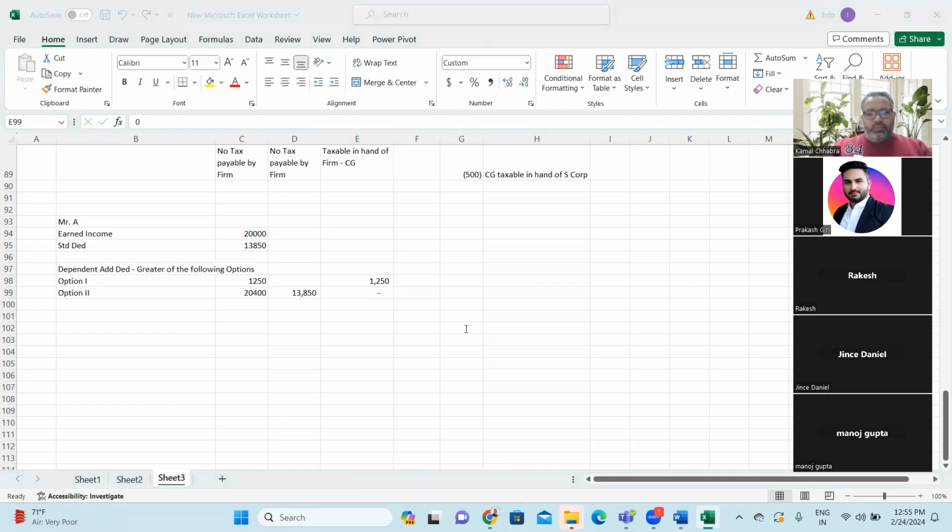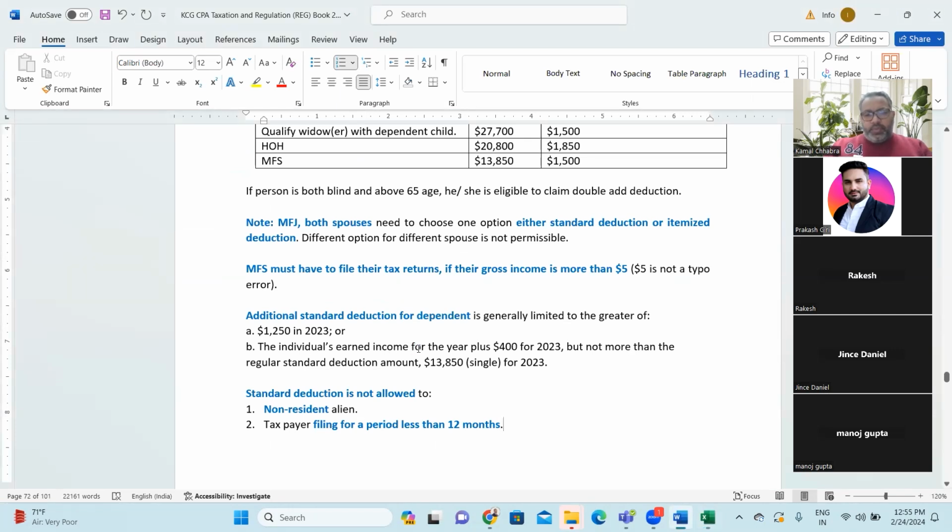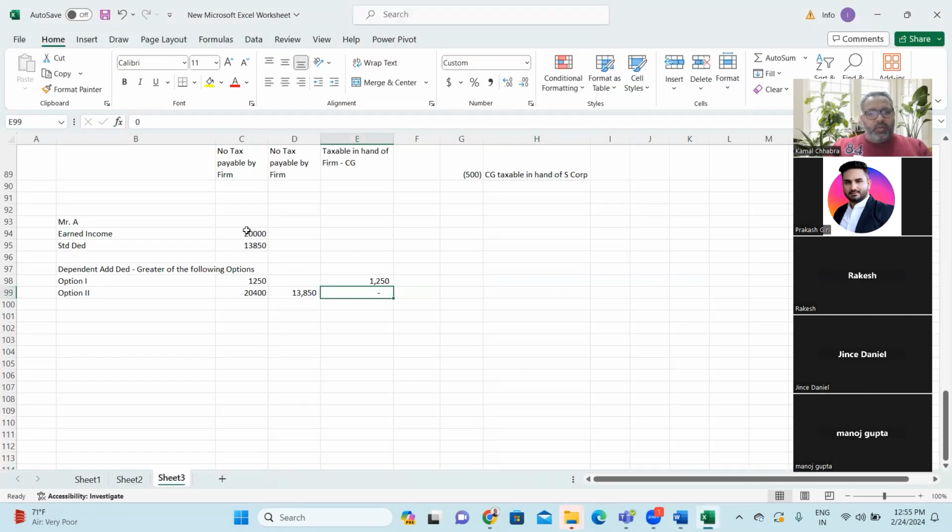Make sense? And the individual's earned income for the year plus 400, but not more than the regular standard deduction amount. So total earned income plus 400. For example, if the total earned income is this much, in this scenario the total deduction would have gone to this much, 1,040. Means in this case as well, even if he takes the standard deduction, his income will be non-taxable.